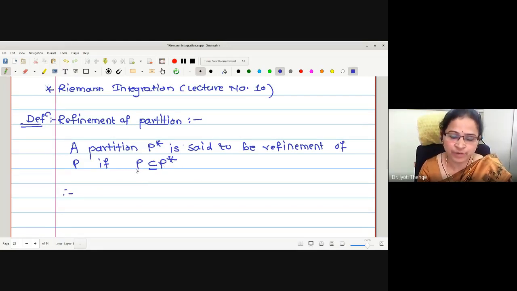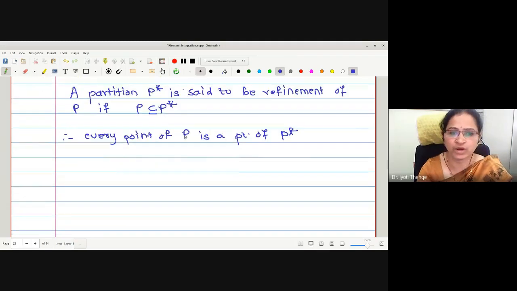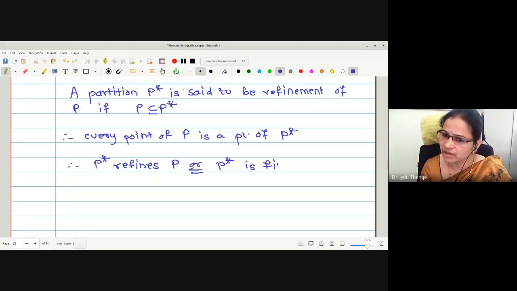That is, every point of P is a point of P star. Every point of P is a point of P star. Right? It means in P star there are more points than in P. Therefore, here we can say that P star refines P, or P star is finer than P.